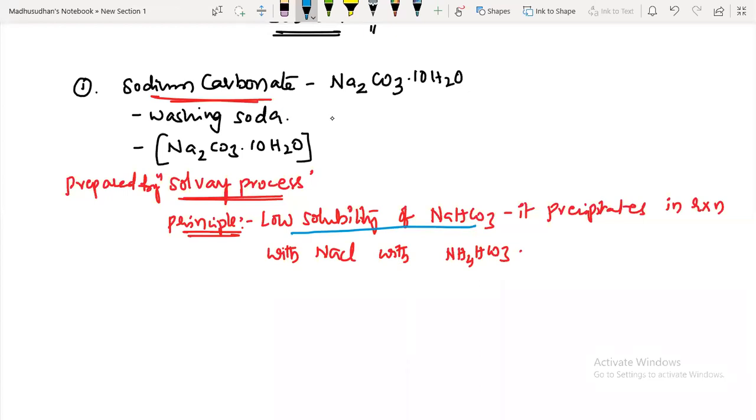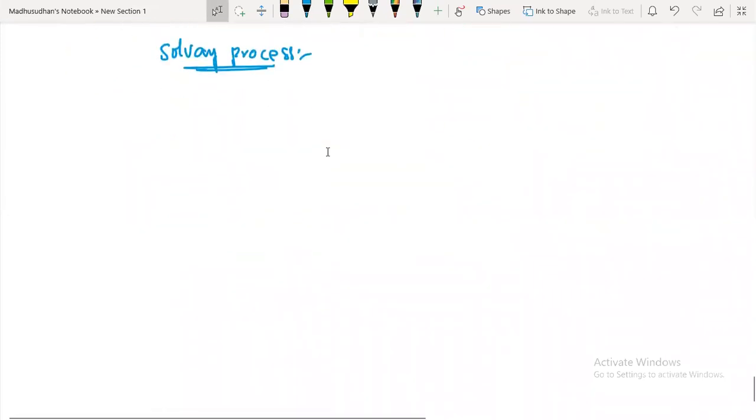So what is this reaction? Let's see. This reaction happens in different steps. Now I am writing here the Solvay process of preparation of sodium carbonate. I'll scroll down later. Just let me complete this. The first step is ammonia is taken in this. Ammonia on reaction with water and carbon dioxide gives you ammonium carbonate.